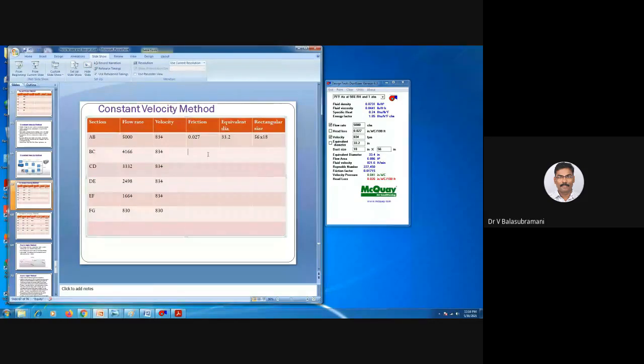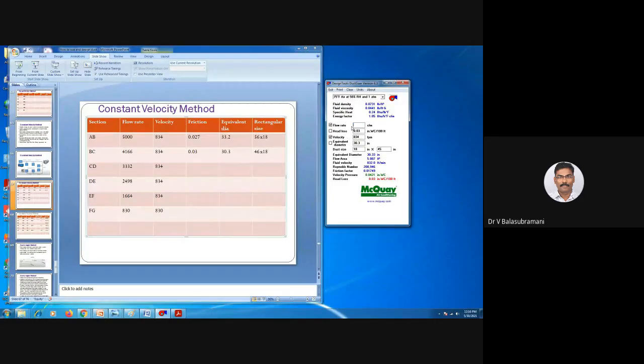I have calculated. The second one, the flow rate is equal to 4166. The velocity is the same, and the equivalent diameter. The friction value is varying, 0.03. It increases, so the equivalent diameter reduces. If area decreases, automatically pressure increases. So obviously 46 cross 18. Once again, you have to check the aspect ratio. Whatever you do, aspect ratio is very important. Otherwise, they won't accept. 2.55, there is no need to check 2.55.